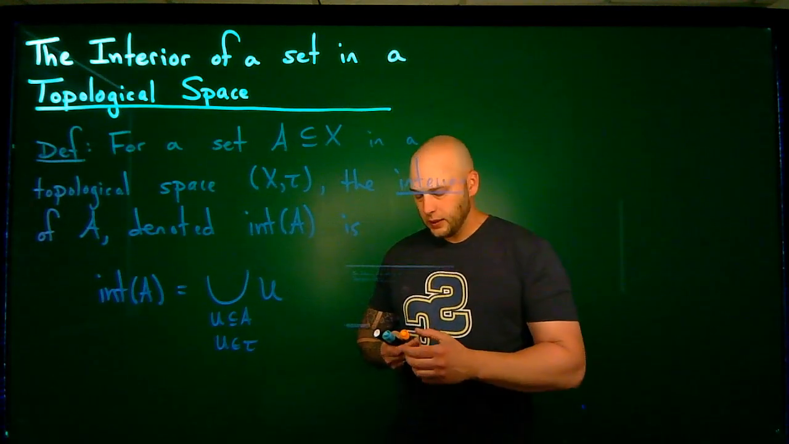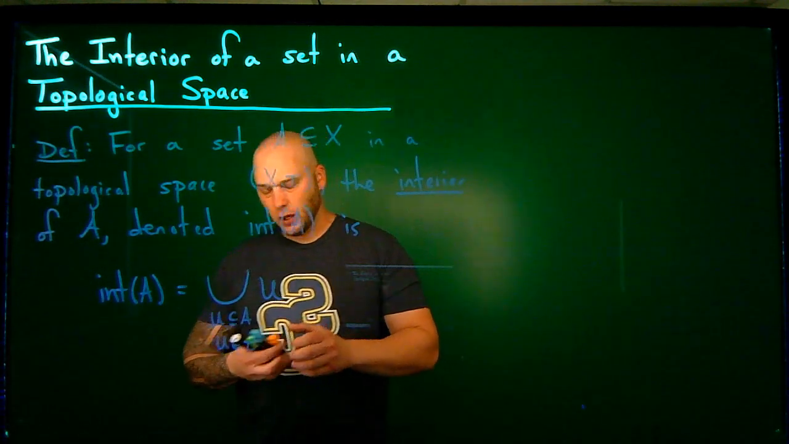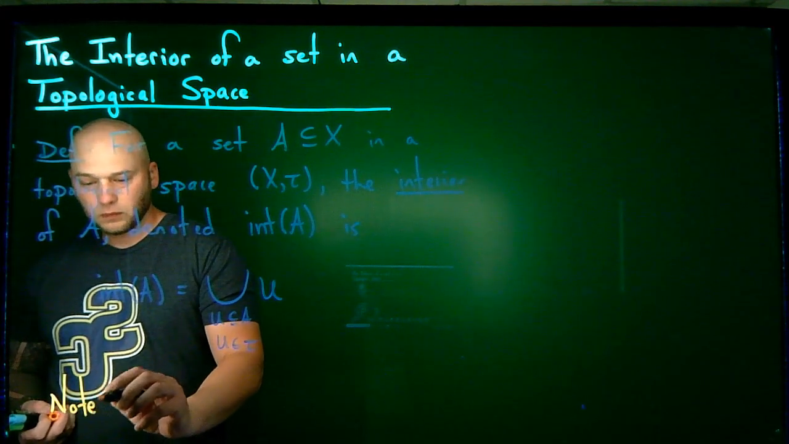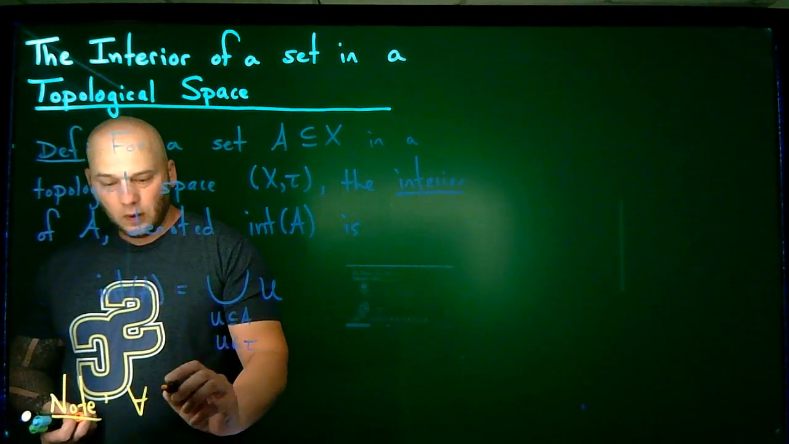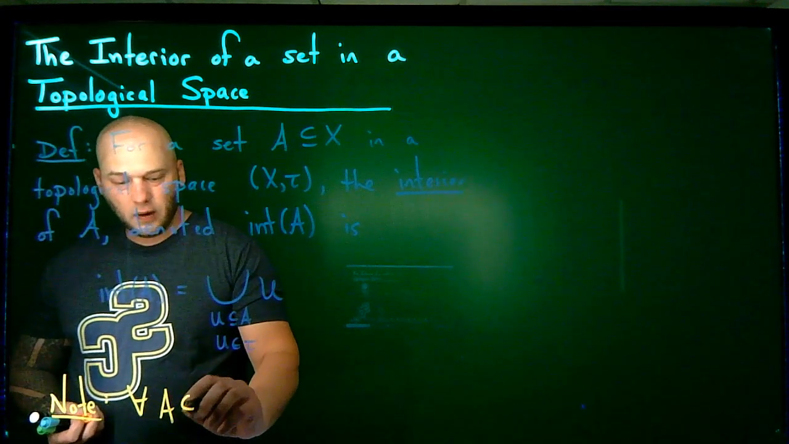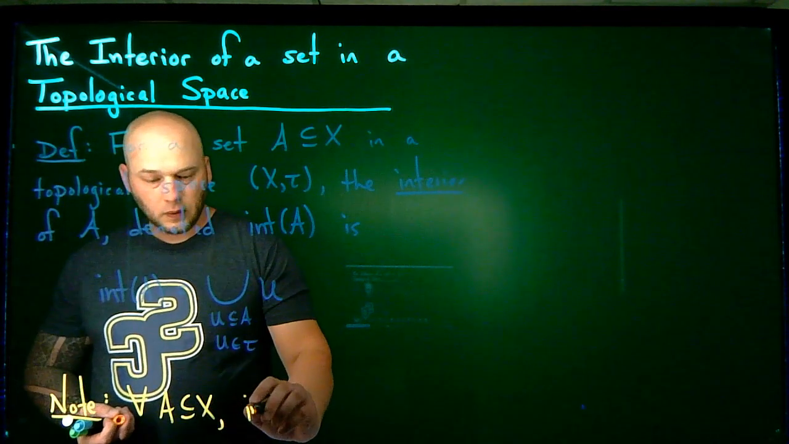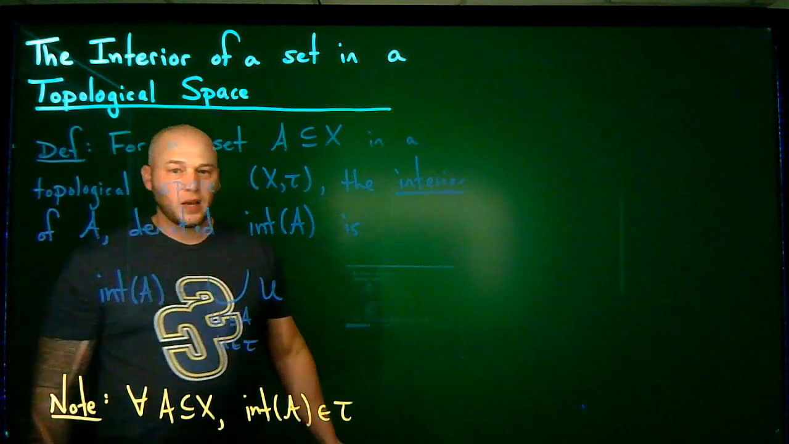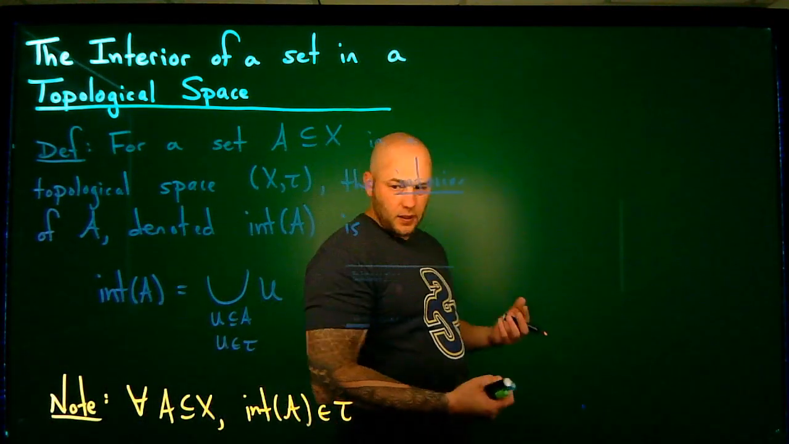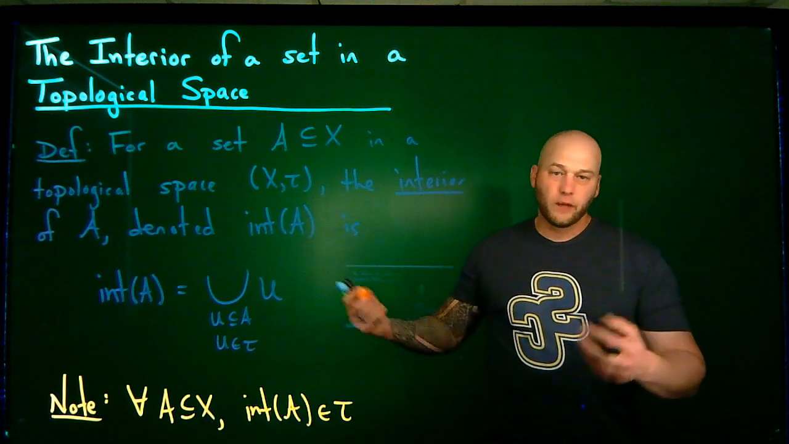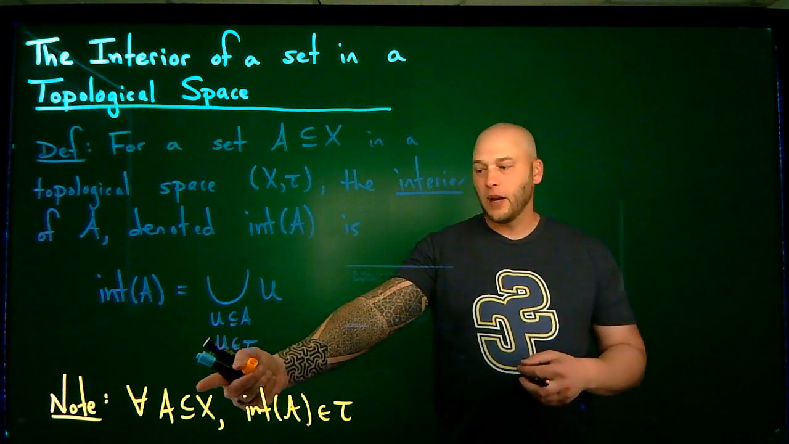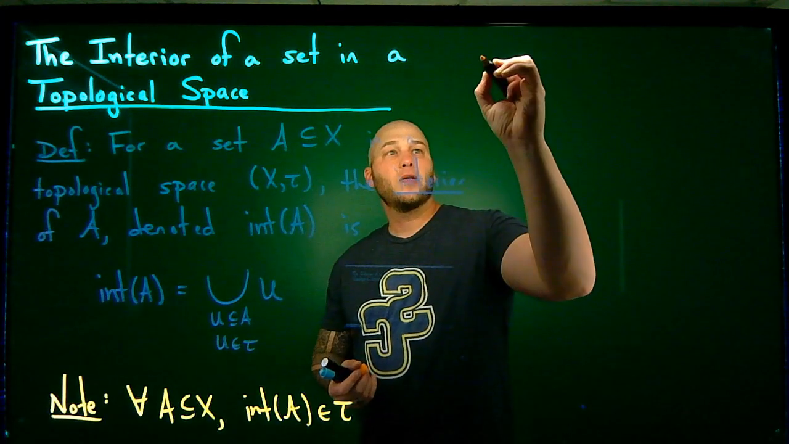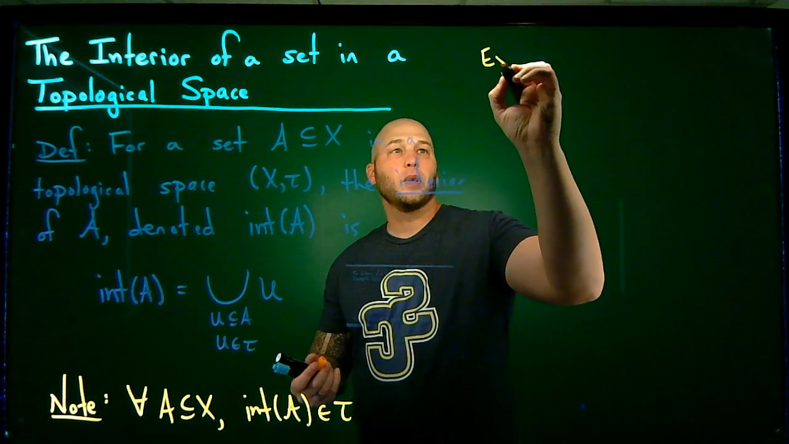Let's make a quick note on that. For every subset A of X, the interior of A is an open set. Again, it's a union of open sets, therefore it must be open, and in particular for any set A, the interior is an open set. Let's take a look at a couple examples here.